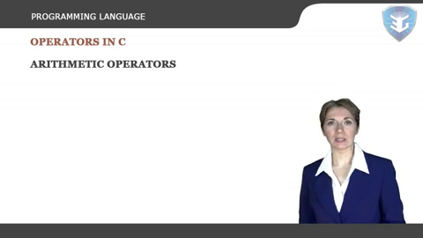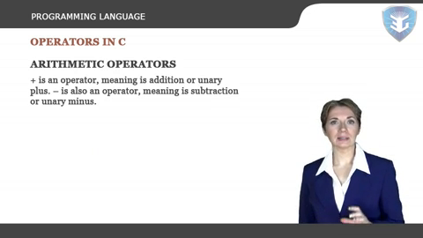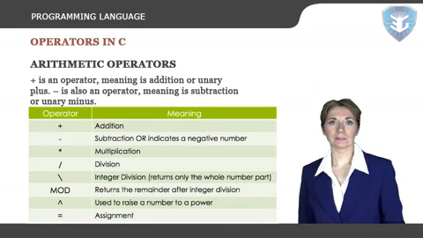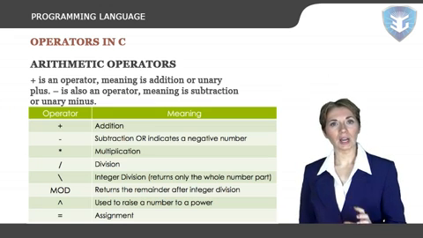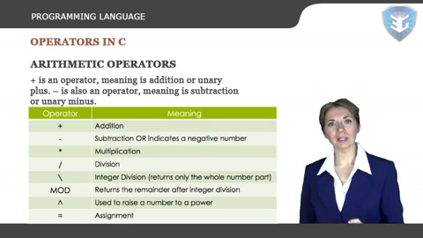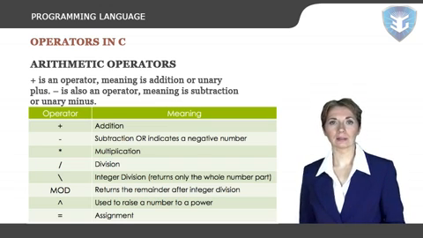Number 1, arithmetic operators. + is an operator meaning addition or unary plus. - is also an operator, meaning subtraction or unary minus. To make it clear, look at the example shown on the screen.